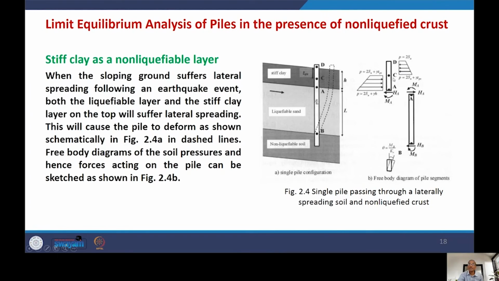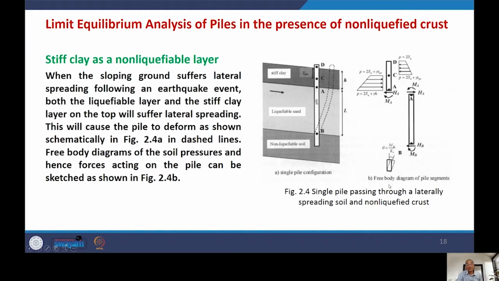So the point C acts like a fulcrum where there is change in the direction. Then the horizontal force is denoted as HA here, while the moment is MA at point A. Because you have action and reaction, MA and HA, only the direction will change. Same thing as for the pile tip, you have HP and MB, and the direction will change.